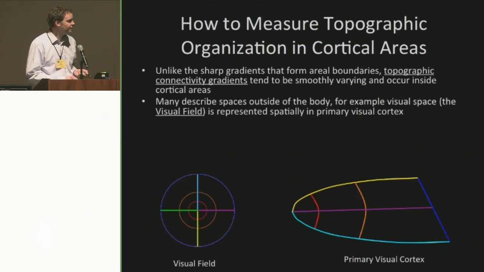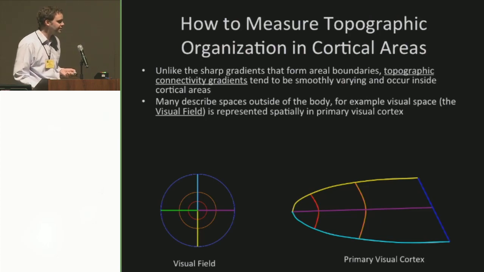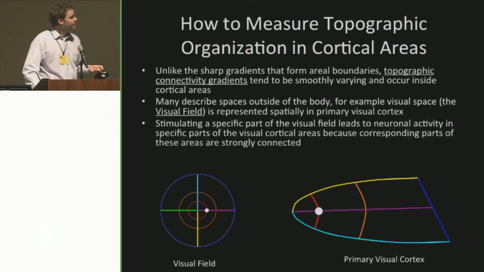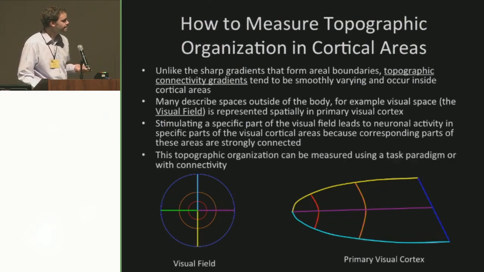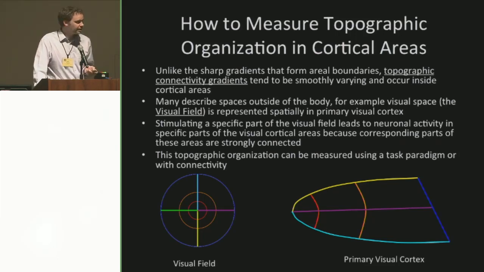Different parts of how close to the fovea or the periphery you are, the eccentricity, also have specific locations in visual cortex, foveal being on this side and peripheral on that side. So if we stimulate a specific part of the visual field, this leads to neuronal activity in specific parts of visual cortical areas. And that's because the corresponding parts of these areas are strongly connected. So if we stimulate here in the visual field, we'll get in particular activity there. Similarly, if we stimulate in a couple of other locations, we'll get specific activity there as well. And so we can measure this topographic organization using either a task paradigm or connectivity.